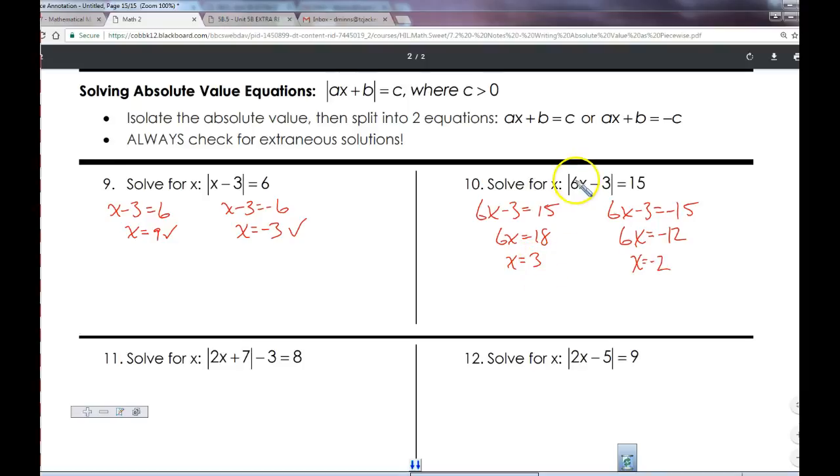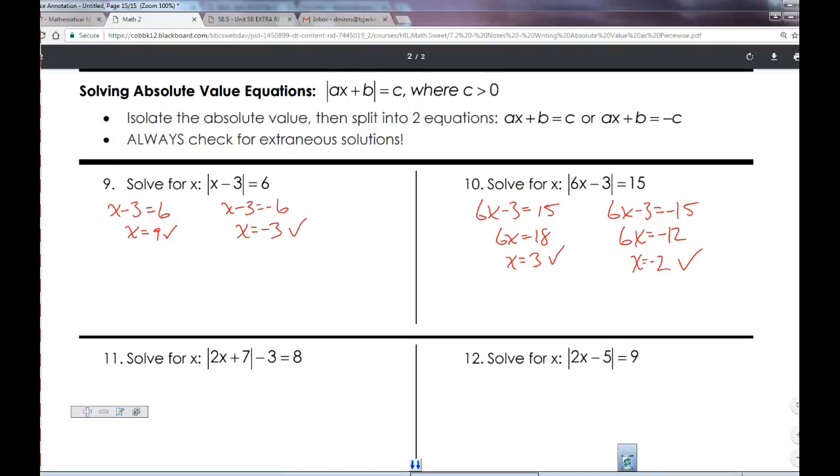So we're going to check on both those. First, plugging in a 3. 6 times 3 is 18. 18 minus 3 is 15. And the absolute value of 15 does equal 15. That one checks out. Checking negative 2. 6 times negative 2 is negative 12. Negative 12 minus 3 is negative 15. The absolute value of negative 15 is definitely 15. That checks out as well. So both solutions work there.